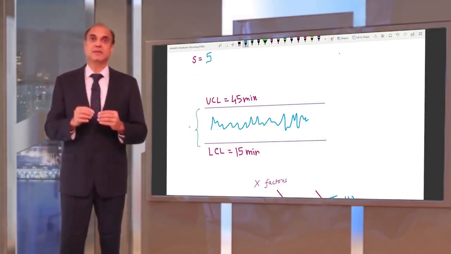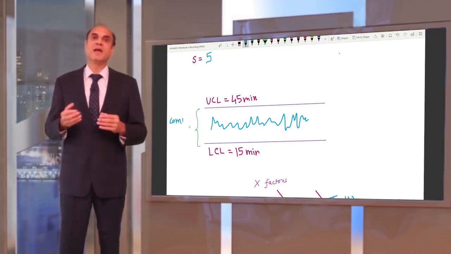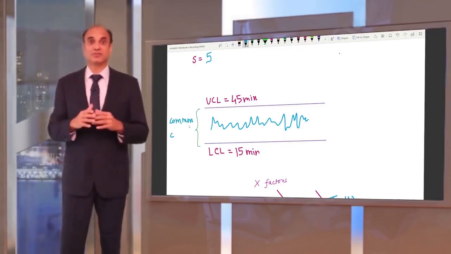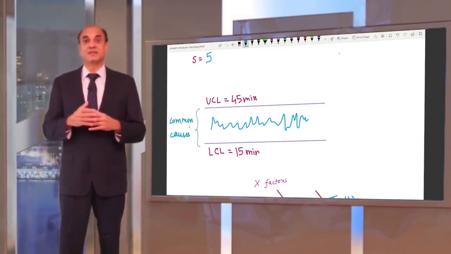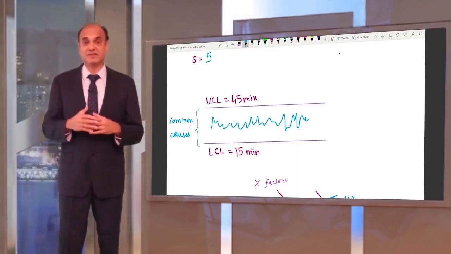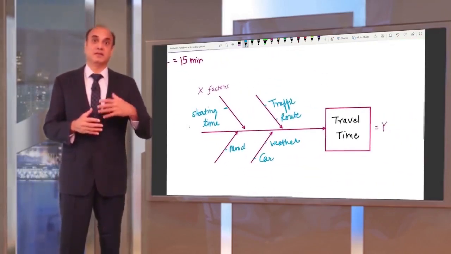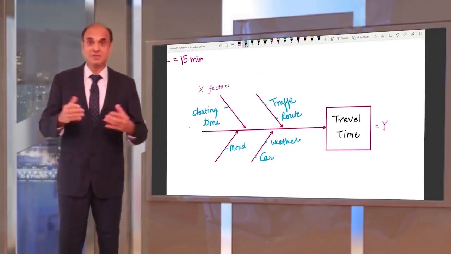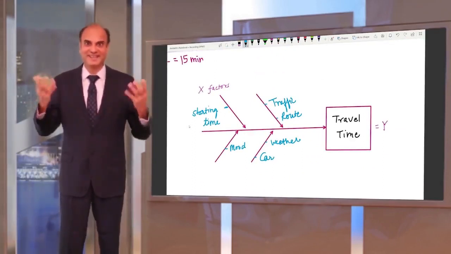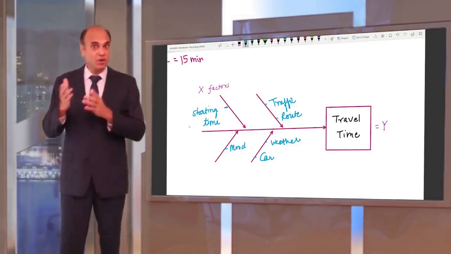If someone asks me why this variation between 15 to 45 minutes is there, I can tell him that it is due to common cause variation. What is common cause variation? I can say that the variation between 15 to 45 minutes is due to lots of factors. These factors can be the traffic on the road, the weather, the car I use, my mood, or it can also depend on at what time I start from my home.